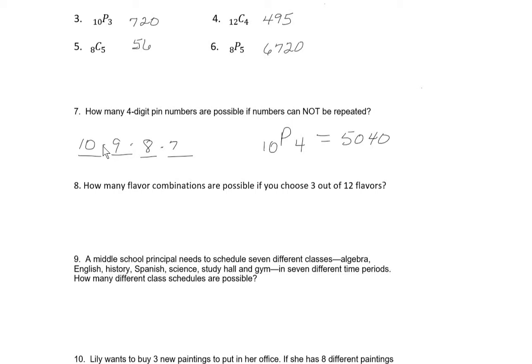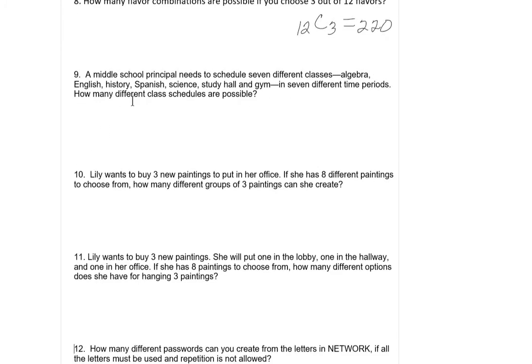Problem 8, how many flavor combinations are possible if you choose 3 out of the 12 flavors? I'm choosing from one group of things, and repetition is not allowed. And the order does not matter. So I've got 12 things I'm choosing from. It's a combination because order does not matter, and I'm choosing 3 of the 12. That is going to give me 220 different answers, or 220 different combinations.